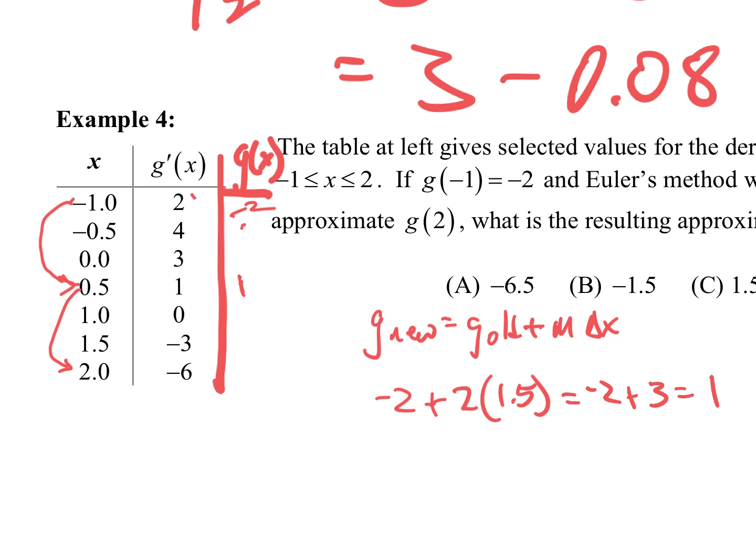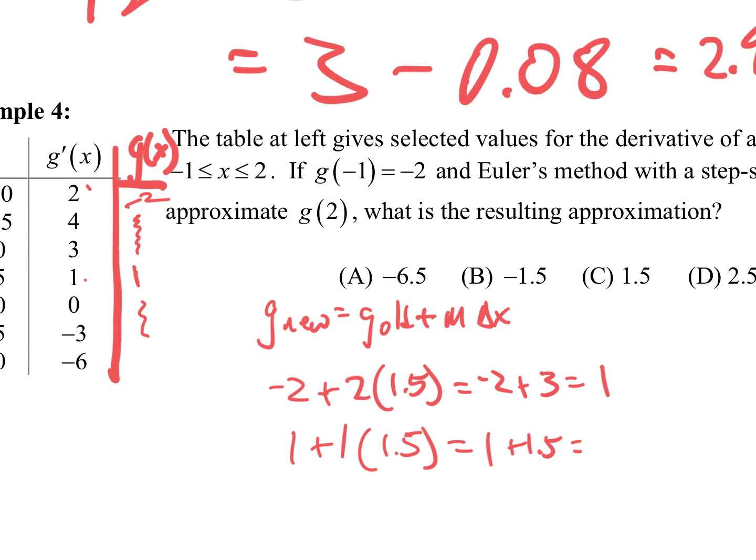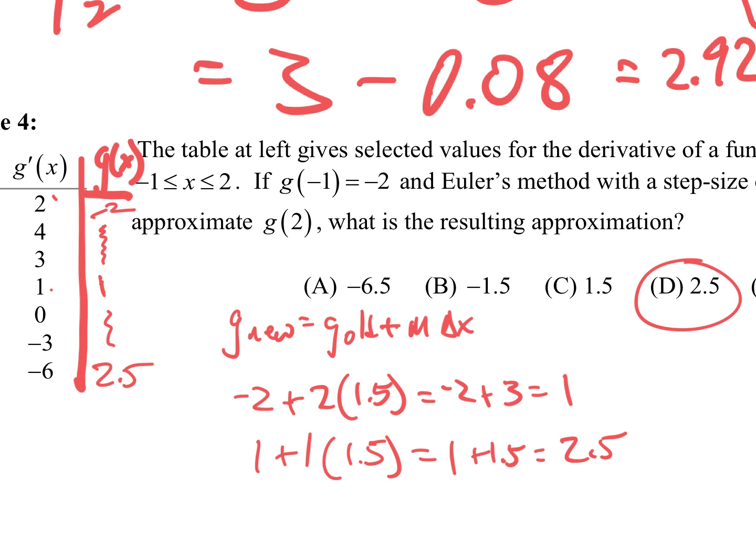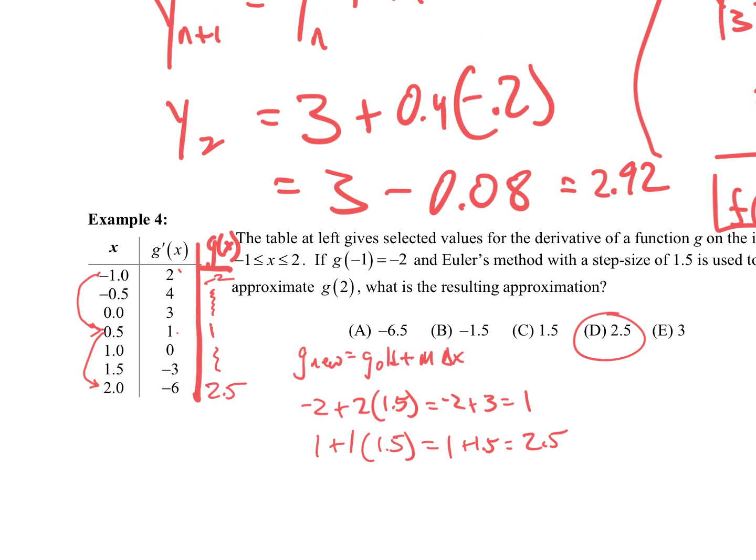Okay, we're just skipping all this. And we got one last one. We start at 1. We have a slope of 1. And 1.5 is our step size. So that's 1 plus 1.5, and that gives us 2.5. So our approximation is 2.5. Got to be careful. We're not finding all of them here. We're just using the step size given to give that answer. And there you have it.